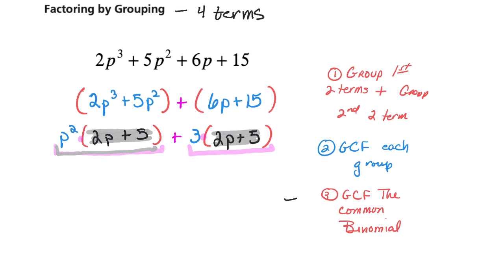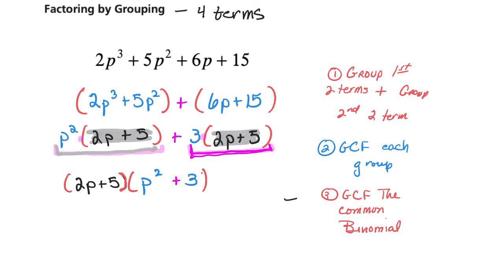And we just have to factor that thing out. So I grab that 2p plus 5 and I pull it out of the first term, and I'd be left with a p squared. And then when I pull that 2p plus 5 out of this second term, I'm left with a plus 3. And it is now factored. It is now written as a product or a multiplication of a binomial times another binomial.